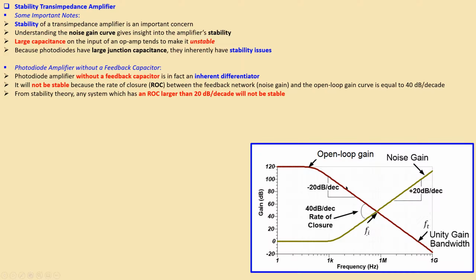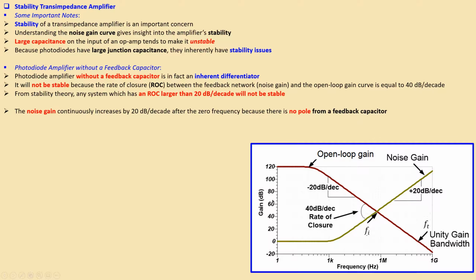If you have this open loop gain plot, and this is your noise gain plot without the feedback resistor, you actually don't have that settling. This is the intersection between this dark red line and this green line. You can see that this rate of closure here is 40 dB per decade. Why? Because this is decreasing, the slope is minus 20 dB per decade, and this is increasing, sort of a differentiator action, 20 dB per decade. So this part has a rate of closure of 40 dB per decade.